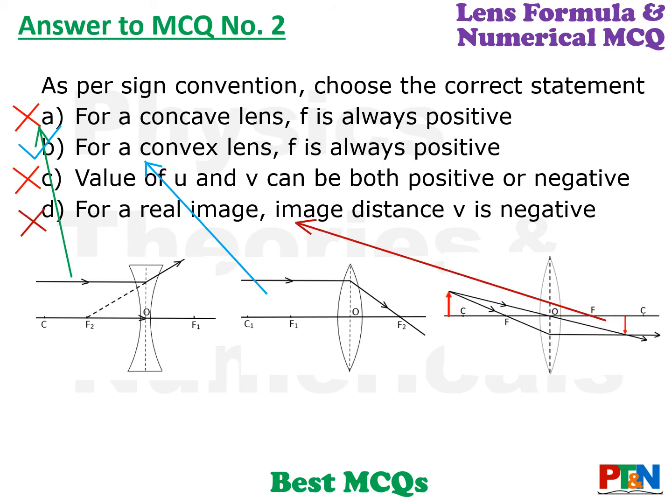Option D. A real image gets formed on the other side of the lens, that is on the positive side of the lens. So for image to be real, the value of image distance is always positive. So the option D is wrong. So only correct option in this 4 is option B.